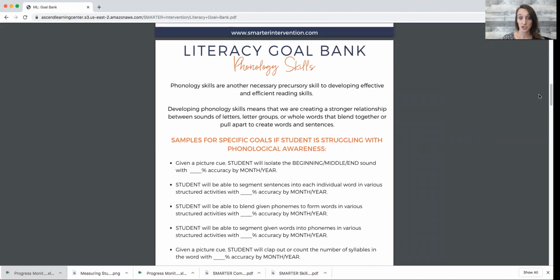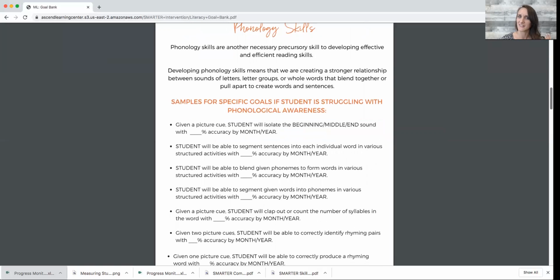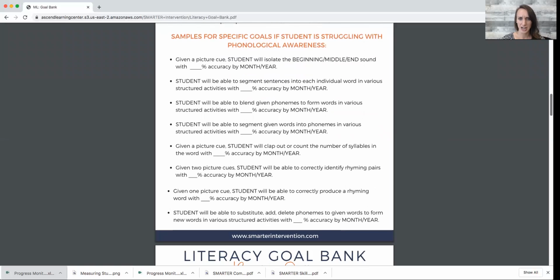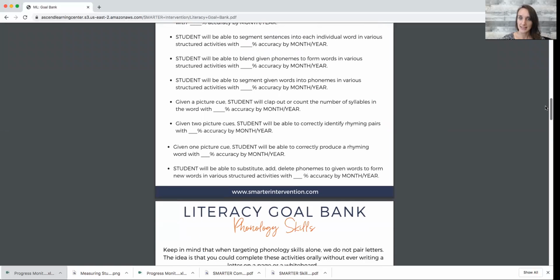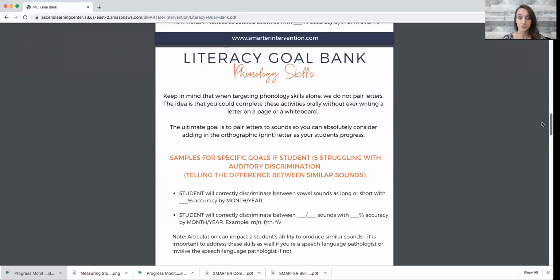If we find out that students are struggling in phonology, we may want to have some of these other more phonological awareness-based goals. Obviously, it really just depends on the student's age, ability, where they're breaking down, and which of these we're going to pick. It's very individualized. It's not just throwing them in there because we think that that's what we need. We need to make sure that we know where students are struggling.